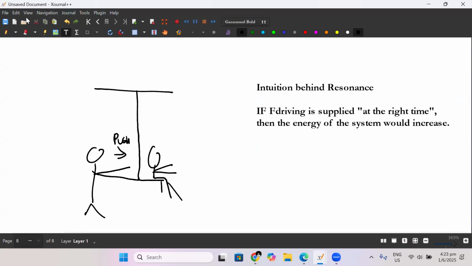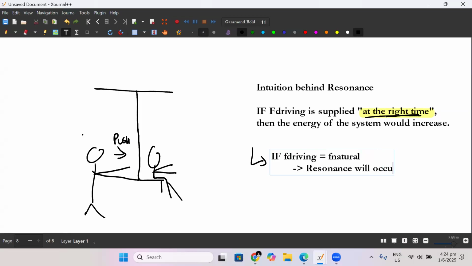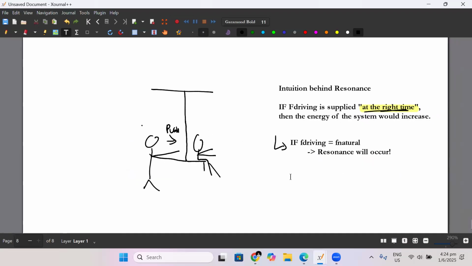And when we say at the right time, I hope you agree, it means Ian, who's pushing me here, must match my natural frequency. Then I really gain a lot of energy, swing all the way up and back. So then there's this simple outcome law: if F driving equals F natural, then resonance will occur. And what do I even mean by this? Simple. This means the object will have maximal amplitude.